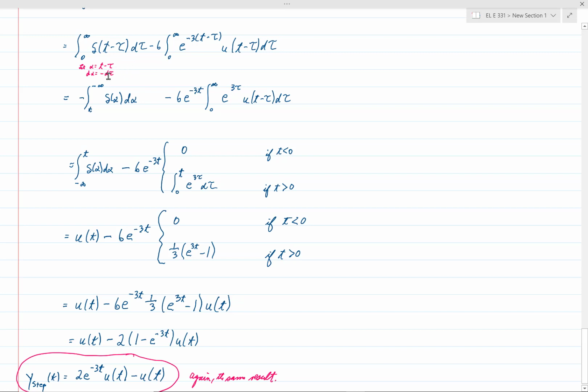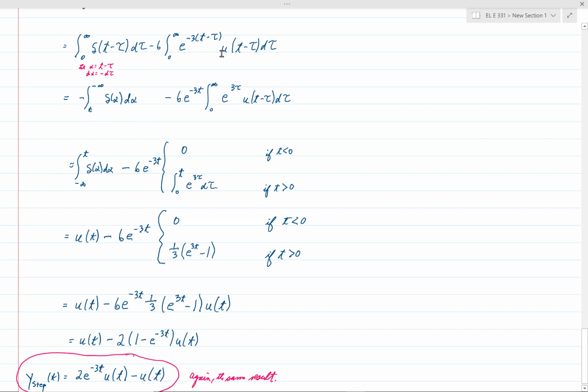Since d alpha is negative d tau, that means d tau is negative d alpha. So the negative sign I'll bring out front, and then d alpha is in here. And since t minus tau is equal to alpha, this just becomes delta of alpha. So the first term after the substitution, alpha equals t minus tau, will become negative the integral from t to negative infinity of delta of alpha d alpha.